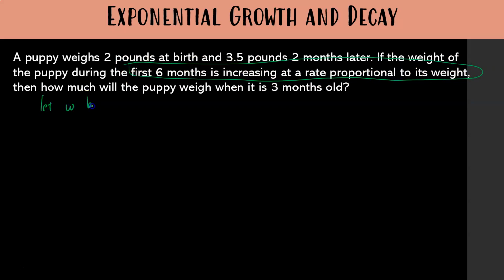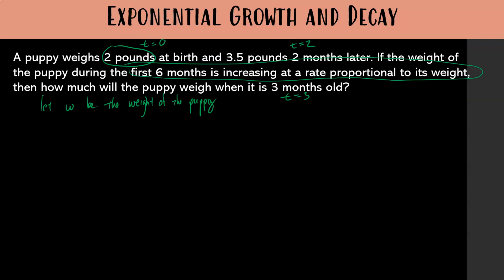let W be the weight of the puppy. Okay, so how much will the puppy weigh when it is 3 months old? So we're going to say that's time equals 3, time equals 2. And when the puppy's 2 pounds, that's time equals 0.